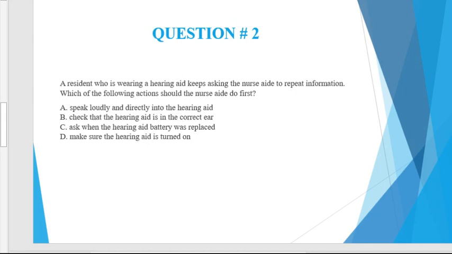B says check that the hearing aid is in the correct ear. Yes, it is in the correct ear because Miss Jones knows where to put the hearing aid. And again, the question didn't say whether the person has one hearing aid or two, so that shouldn't come in here. So the hearing aid probably is for both ears. So the answer is check the hearing aid and make sure it's turned on.